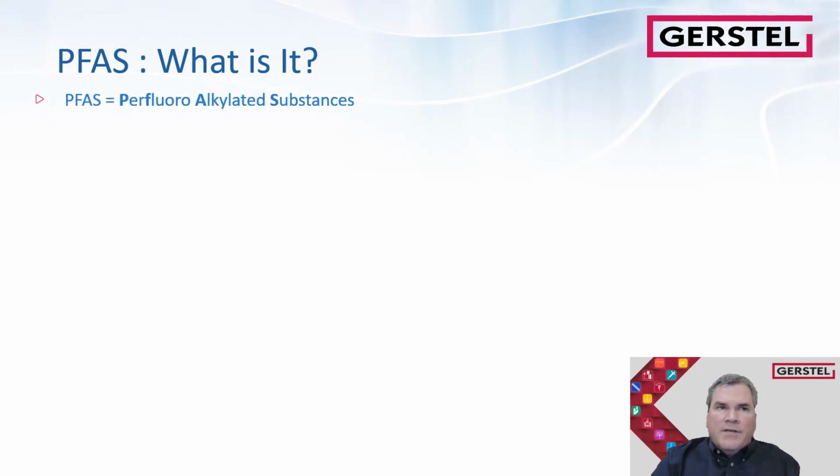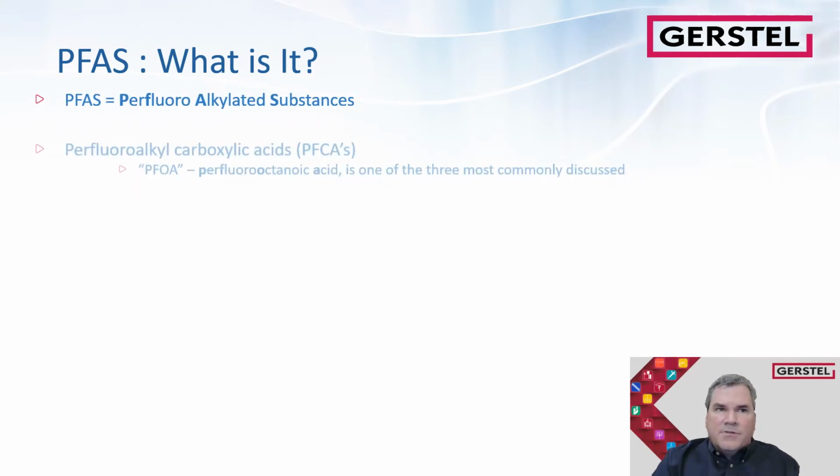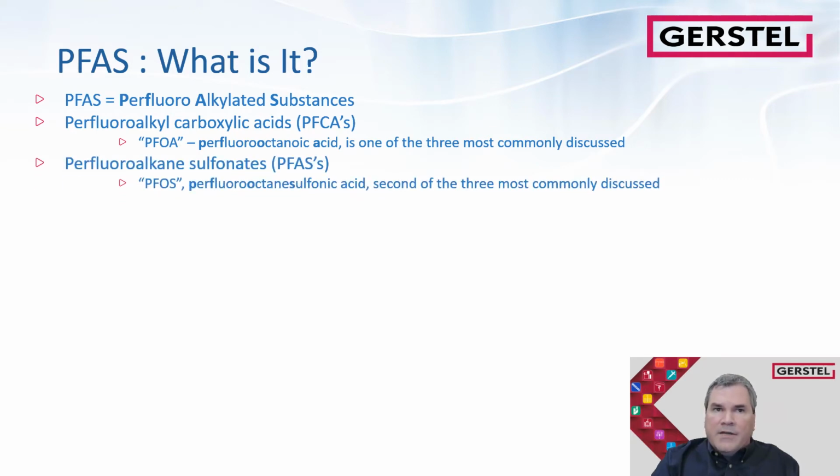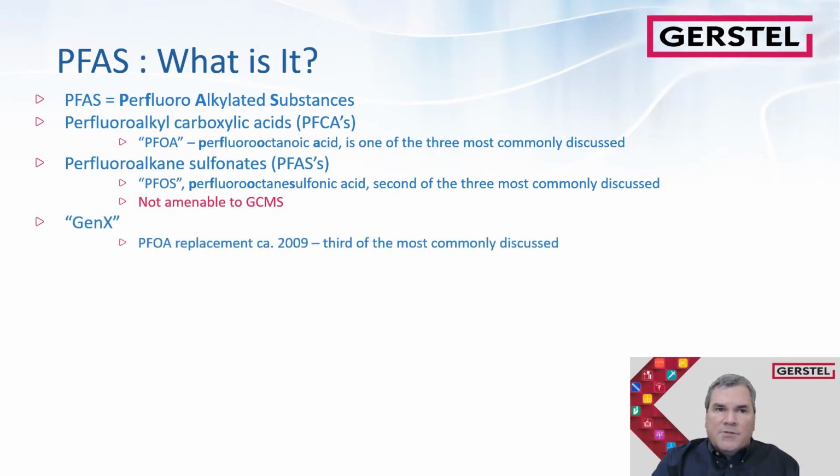So what is PFAS, or perfluoroalkylated substances? There are several compound classes. Perfluoroalkyl carboxylic acids, or PFCAs. The most common one that gets the most press is PFOA, or perfluorooctanoic acid. There's also perfluoroalkane sulfonates, PFOS. This is also the second most commonly discussed. It is not amenable to being done by GCMS, unfortunately. And then there's another compound referred to as GenX. That's its trade name. It's a PFOA replacement. Rather than give you the long chemical name for it, that's the structure.